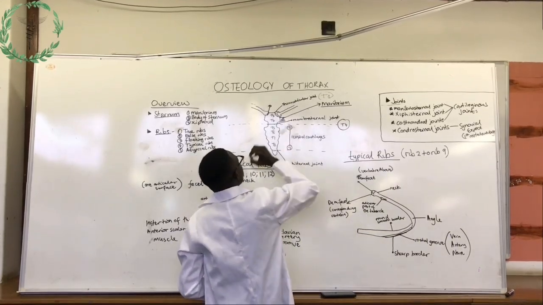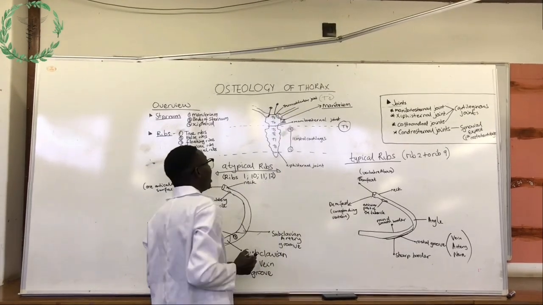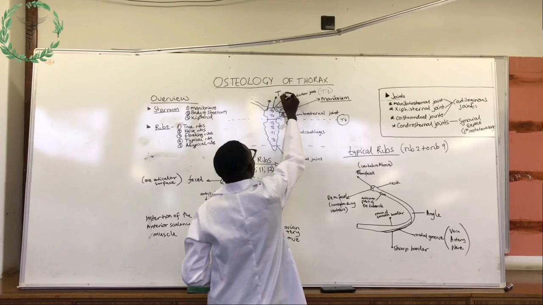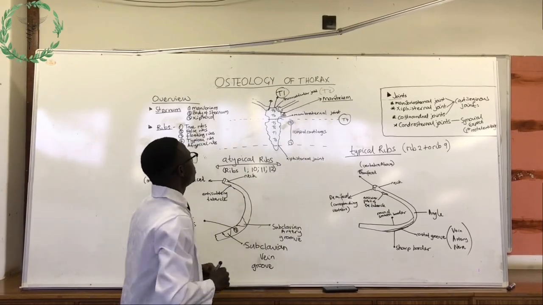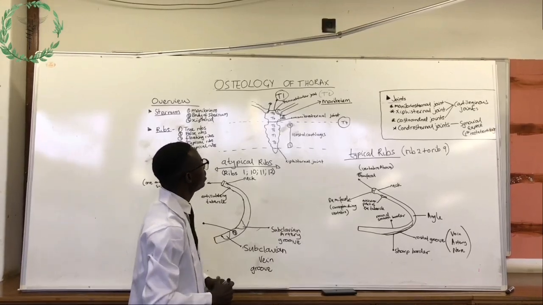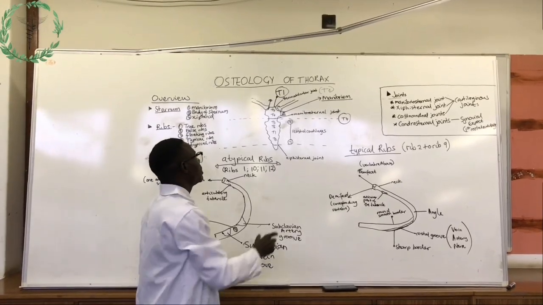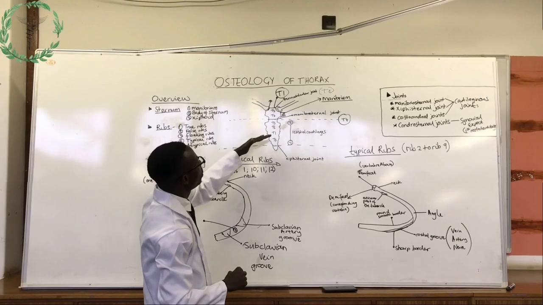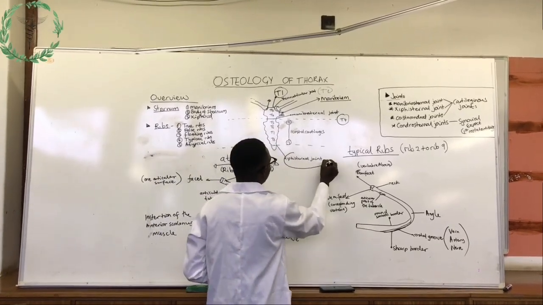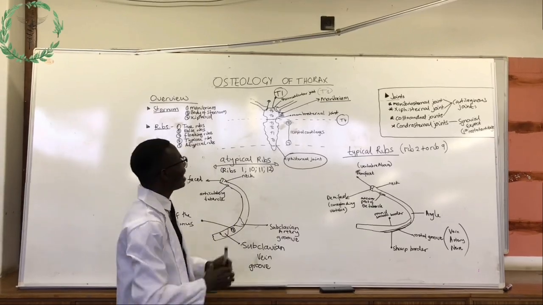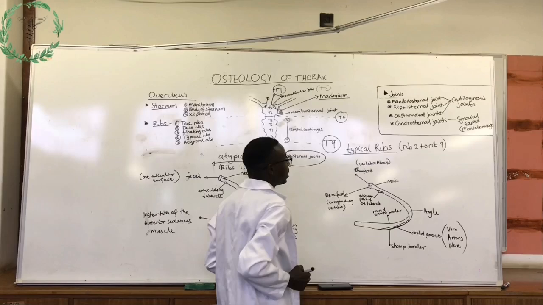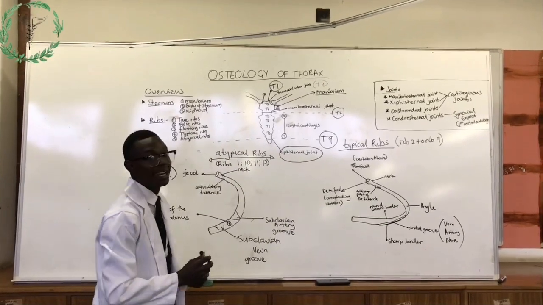And then we have the jugular notch. The jugular notch is anterior to the lower border of T1. And then we have the xiphoid process. Superiorly, it articulates with the lower part of the body of the sternum, forming the xiphoidsternal joint. The xiphoidsternal joint is anterior to the lower border of T9, thoracic vertebra number 9.